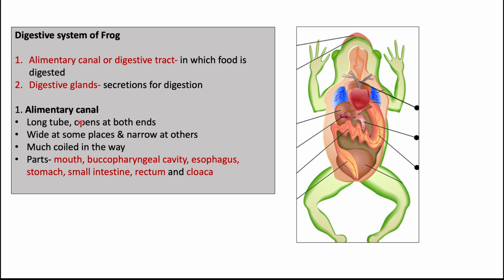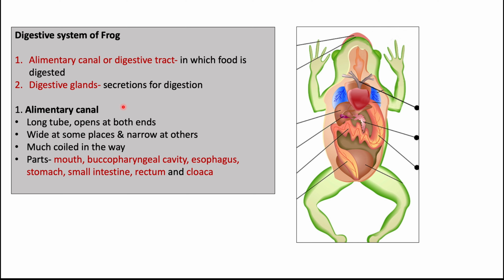Okay, and in case of frog it is wide at some places while narrow at others. Here we can see, look at the stomach part, it is wider, and look at the esophagus part, it is narrow. What does it mean? It means that it doesn't have a uniform diameter, plus it shows much coiling along the way. Look at the intestinal region, here we can see much coiling, whereas the stomach part is straight, the esophagus is straight.